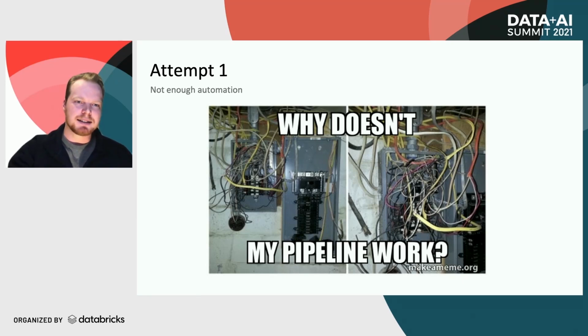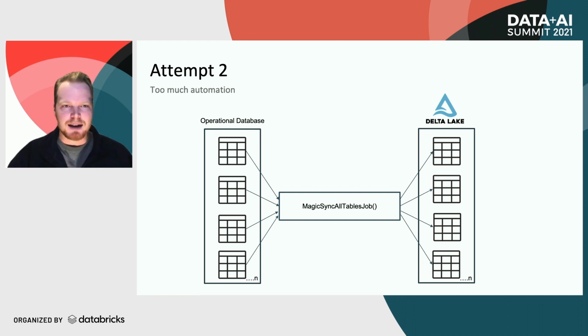The second attempt we did was the flip side of that, doing too much automation or standardization across our pipelines. In this case, looking at an operational database and syncing into Delta, we have this magic sync-all-tables job, which is going to automatically figure out what needs to be done for each table. So it figures out, is there an updated at field so I can upsert and do that incrementally? Are there any fields with the word name in it that I want to encrypt?